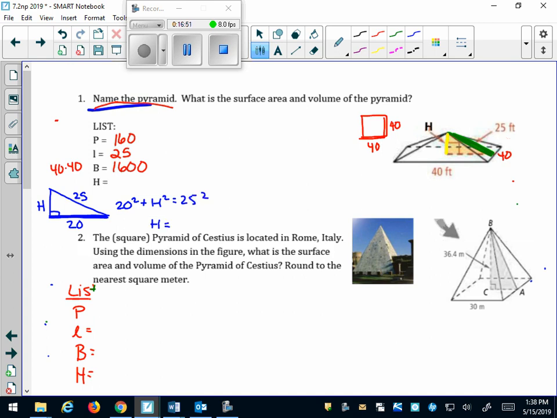You might recognize this as a multiple of a 3, 4, 5 triangle. Remember we talked about 3, 4, 5 triangles? If one side is 3, the other side is 4, the hypotenuse would be 5. Any multiples of that works. So 25 is 5 times 5. 20 is 5 times 4. So this one's going to be 5 times 3, which is 15. Now, if you didn't recognize that, you just do the Pythagorean theorem, and you'll get 15, I promise. Okay? So the height here is 15.